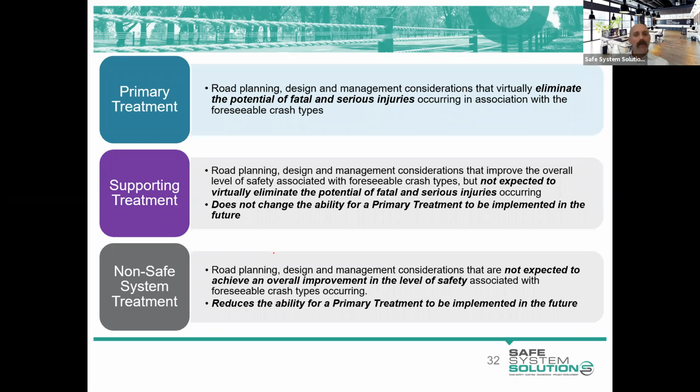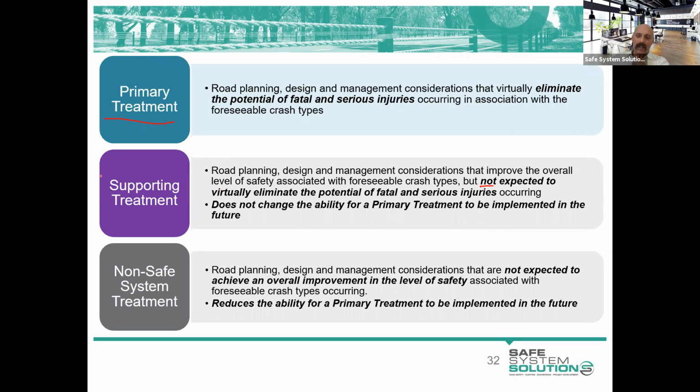And one of the ways we do try to help with that choice is to categorize any ideas, any recommendations for treatments into primary or supporting. So a primary treatment are road planning, design and management considerations that virtually eliminate the potential for fatal or serious injury crash occurring associated with foreseeable crash types. Safe system supporting treatments are road planning, design and management considerations that improve the overall level of safety associated with foreseeable crash type, but are not expected to virtually eliminate the potential for death and serious injury occurring. And it doesn't change the ability for a primary treatment to go in.